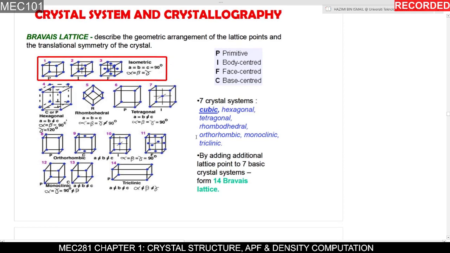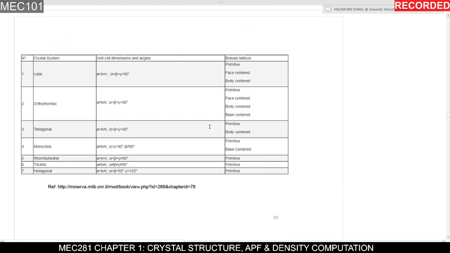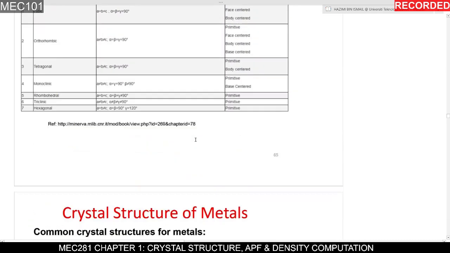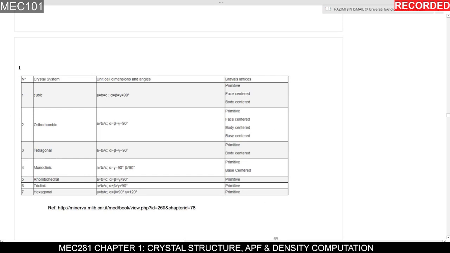So they may be in the form of primitive, body-centered, face-centered, or base-centered. Okay, there are differences in geometric arrangement. So let's see the crystal system here. There are 7 in the list here. There are 7 types of crystal, and the dimensions and angles are different for each type of crystal system, and the Bravais lattice is also different. Okay, so this is the general knowledge for you.